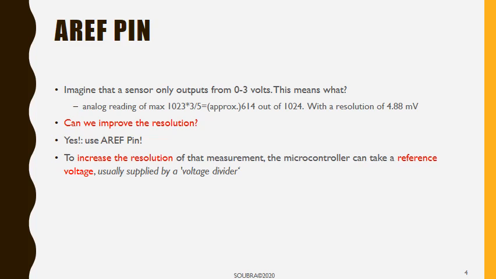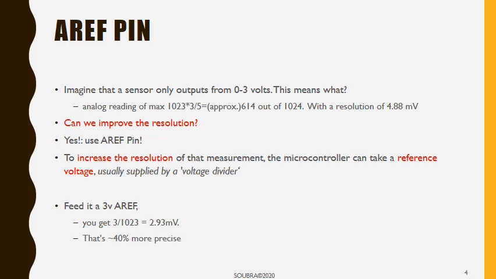What would be my resolution now? Instead of dividing 1023 by 5, or the other way around, what should I be doing? I'm going to use 3. So I'm going to divide 3 by 1023. Why not 1024? Because my 0 is already allocated, I'm putting it aside. And this will give me a step of 2.93. So more precise.